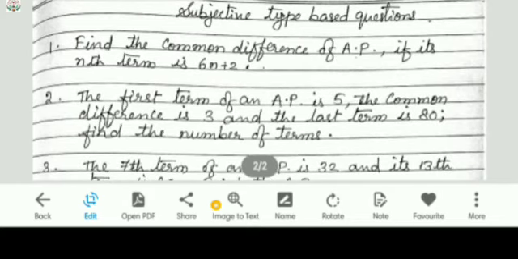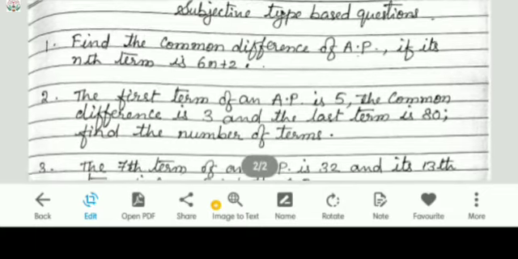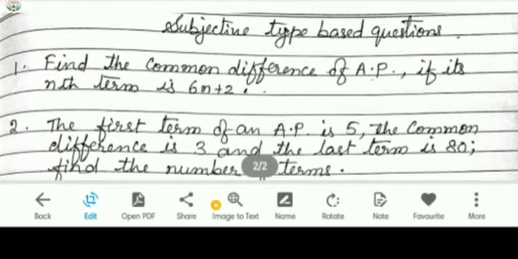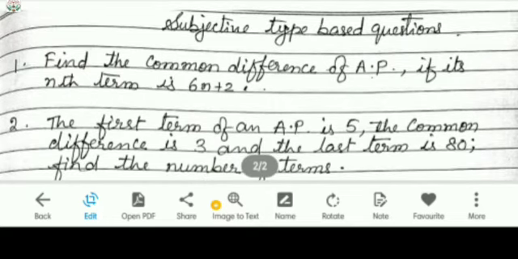Now the second term, a2: put n as 2. 6 into 2 is 12, 12 plus 2 is 14. So the second term is 14. Third term, a3: put n as 3. 6 into 3 is 18, 18 plus 2 is 20. Now you have 3 numbers. Common difference will be second term minus first term, or third term minus second term. So you will get the common difference.